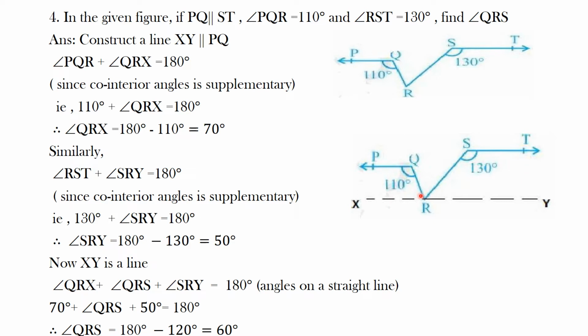Now take XY as a straight line. We can use the condition angles on a straight line is 180 degree. That means XRQ plus QRS plus SRY equal to 180 degree. We know the value of XRQ which is 70 degree. We know the value of SRY which is 50 degree, and therefore we can find angle QRS is equal to 180 degree minus 120 degree is equal to 60.